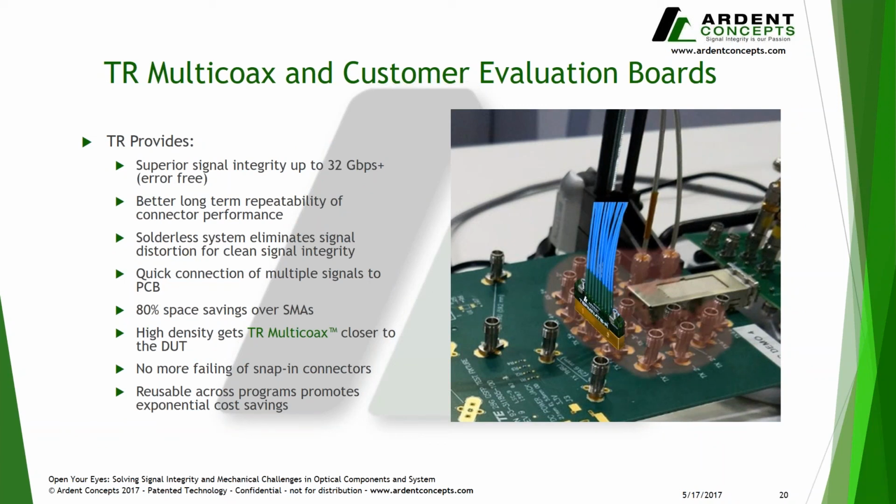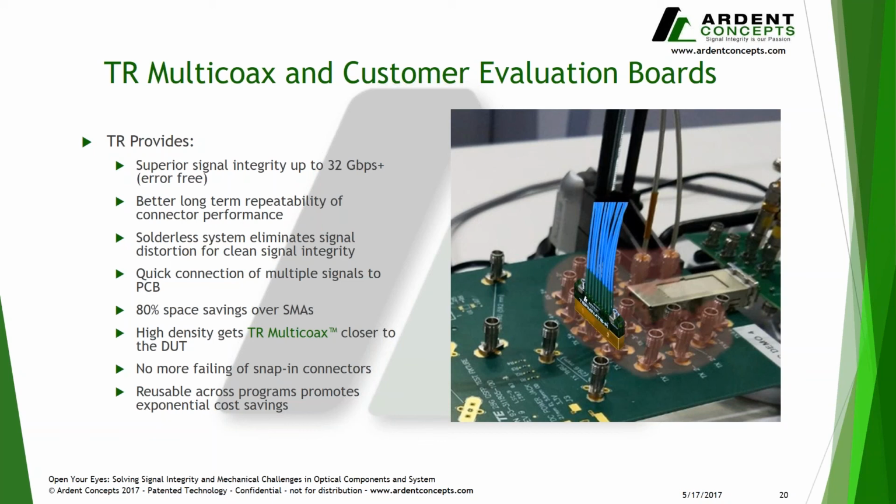So now you can see that the TR is taking up all 16 of those channels in a much smaller footprint area, requiring only 2 screws to attach it to the board, and that's it. Now, because it's compression mount, this can be reused over and over again, up to 1,000 cycles with the TR device. You have up to an 80% space savings over typical 2.92 SMA connectors.